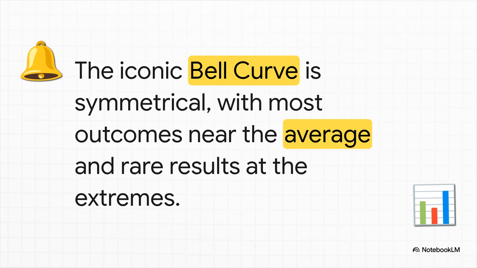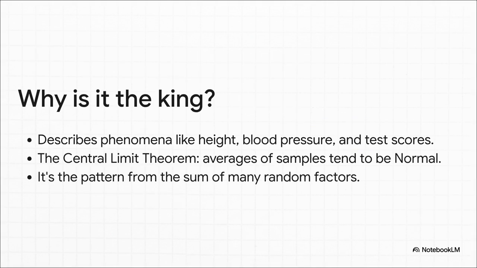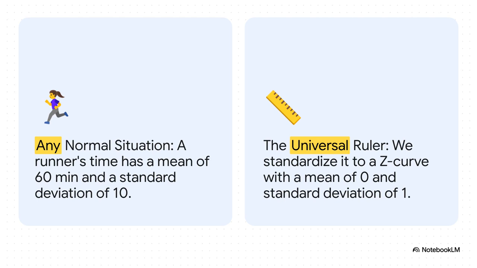It's perfectly symmetrical. Most of the results are all clustered right around the average, and the crazy extreme results get rarer and rarer the further you get from the middle. This shape just emerges from the chaos all on its own. So why is it the king? Because it describes so much of our world. Human height, blood pressure, scores on a test, marathon times, even things like family income. All of these are the result of tons of tiny, random factors all getting added up. And the central limit theorem is like this magical rule that guarantees that this adding up process creates the beautiful bell curve.